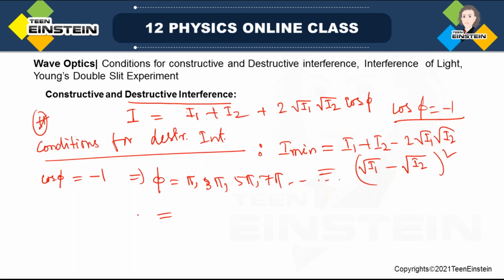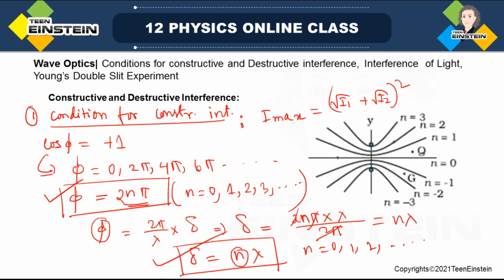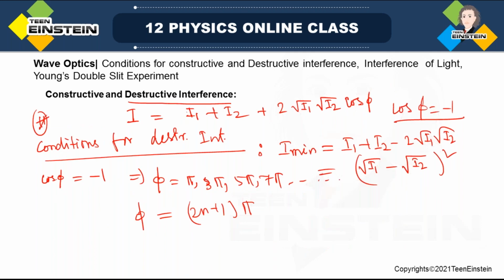Okay, any odd pi. That means in general, phi has to be (2n plus 1) into pi. Look, in the previous case it was 2n pi, but here it is (2n plus 1) pi. Where n is equal to 0, 1, 2, 3, any integer number.